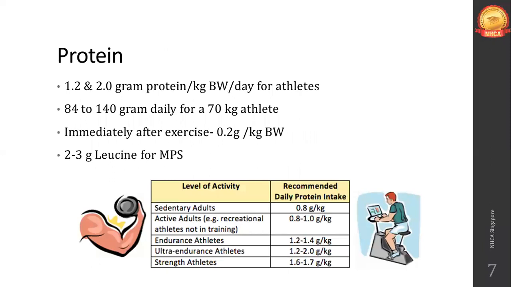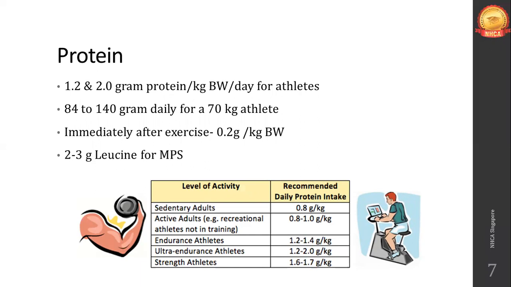Next, coming to protein. Protein for athletes who have a moderate intensity workout, 1.2 gram is fine. For those who have high intensity, high endurance level activity workout, which is more than 4 hours, 2 gram protein per kg body weight per day. And just a rough amount, if an athlete is around 70 kilograms, 84 to 140 gram is the range that we prescribe. And immediately after the exercise, they have to take protein.